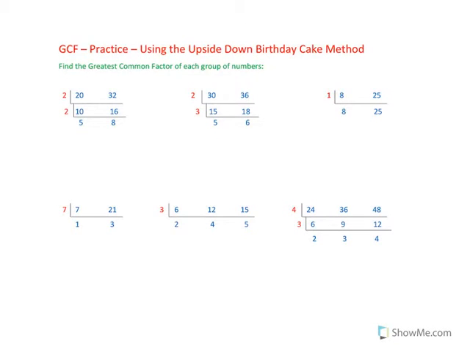All right, 20 and 32 are even, cut in half. I get 10 and 16. They're even, cut in half. I get 5 and 8. So my greatest common factor is going to be 4.